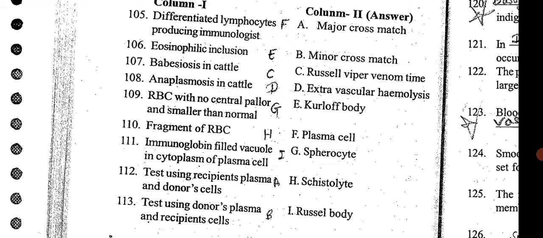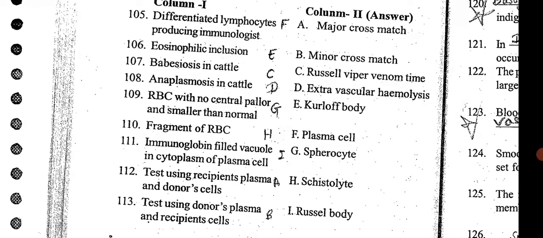Immunoglobulins are of 5 types: G, A, M, D, E. If any of these immunoglobulins is within the vacuole of the plasma cell, then it will be the Russell body. And the difference between spherocyte and schistocyte is that a schistocyte is simply a fragmented red blood cell, and spherocytes are red blood cells that are smaller than normal.